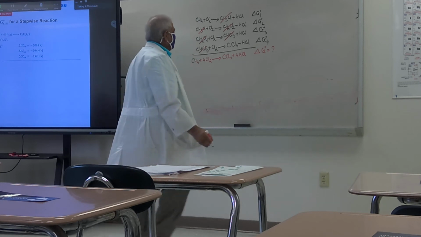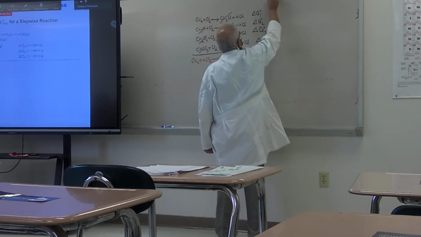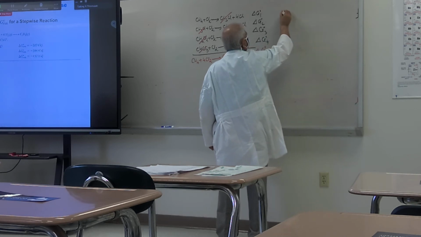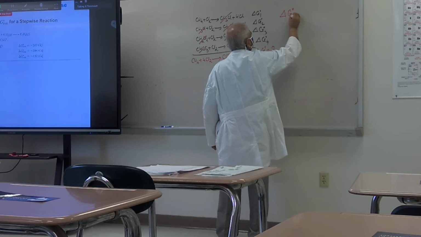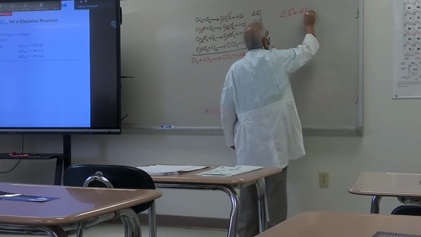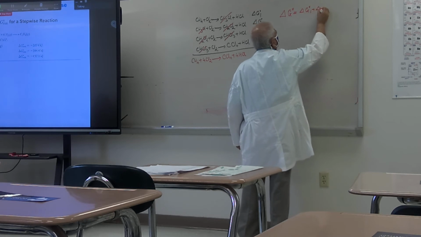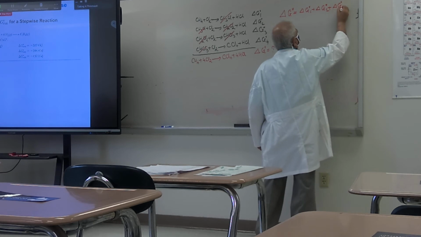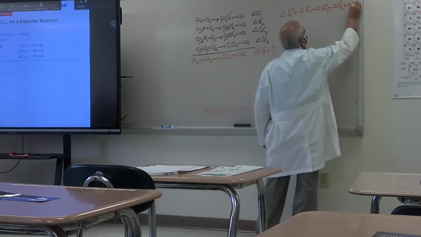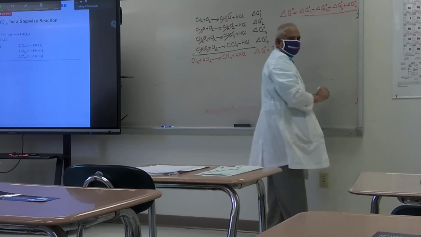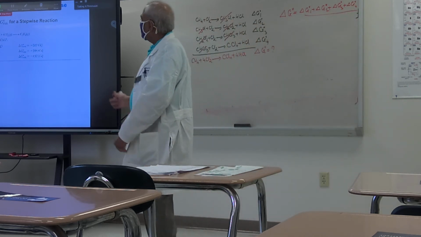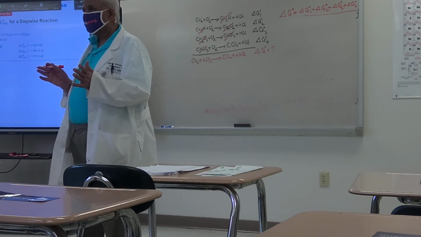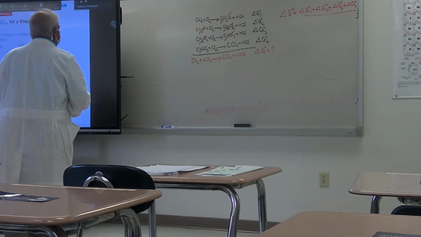So you know this is similar to Hess's law, which you have studied in general chemistry 1. So delta G0 equals delta G01 plus delta G02 plus delta G03. So that's what it is. Based on this, we are going to work out a problem. Is everybody following? Okay.